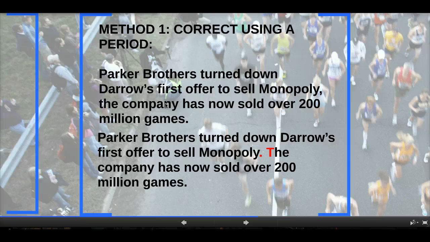Parker Brothers turned down Darrow's first offer to sell Monopoly, comma. The company has now sold over 200 million games. So we just figure out, okay, the break in ideas occurs after Monopoly. So I can just put a period after Monopoly, put a capital T, and make it two separate sentences.